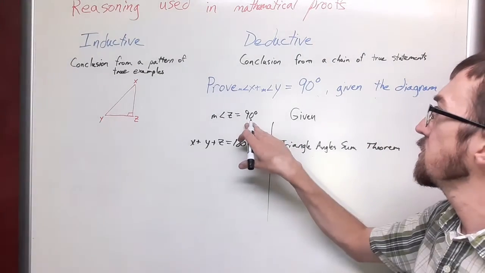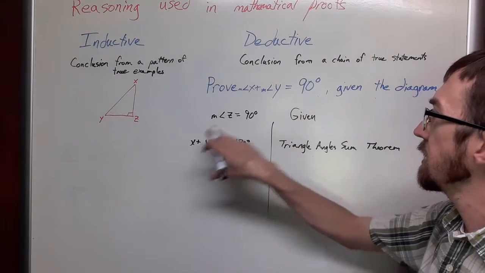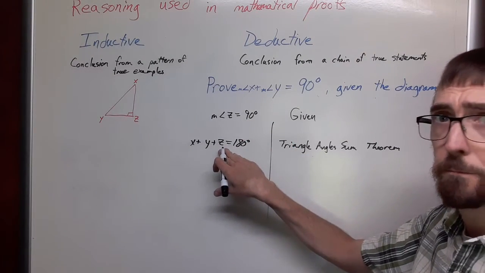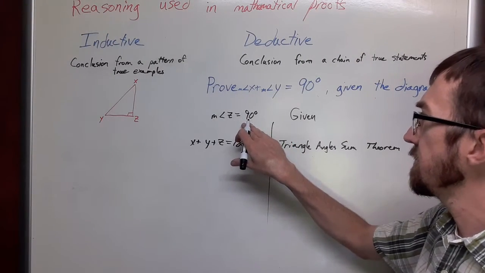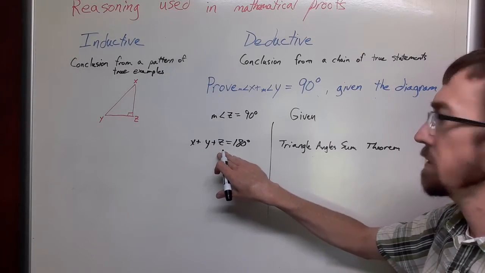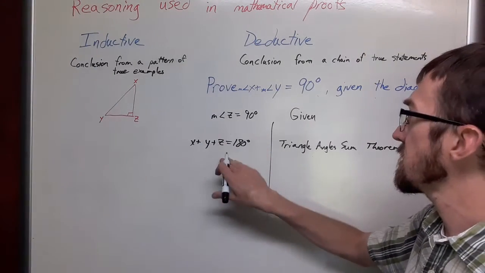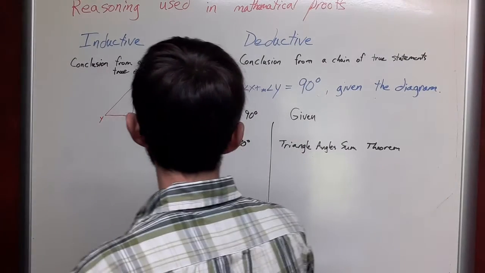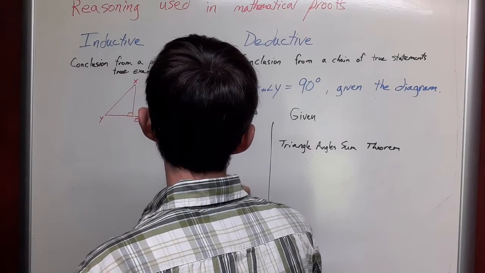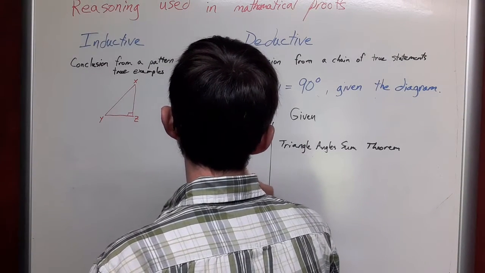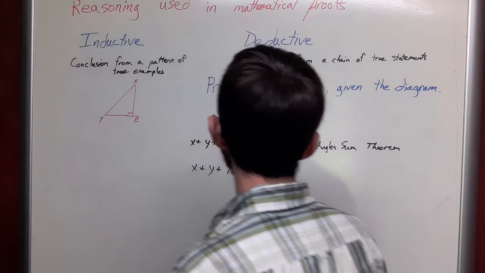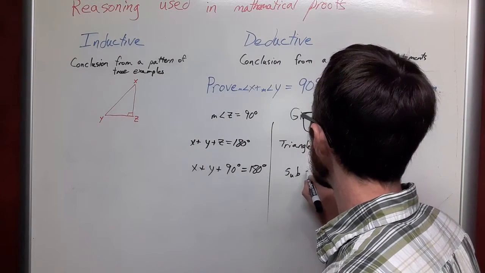Now, I'm going to plug this 90 degrees in for Z. So we know that it's given. We know this is true. This is a theorem. So we're just going to substitute it in here. So we're going to have x plus y plus 90 degrees equals 180 degrees, and we've just done that by substitution.